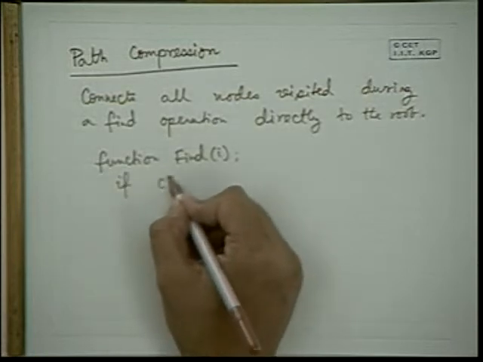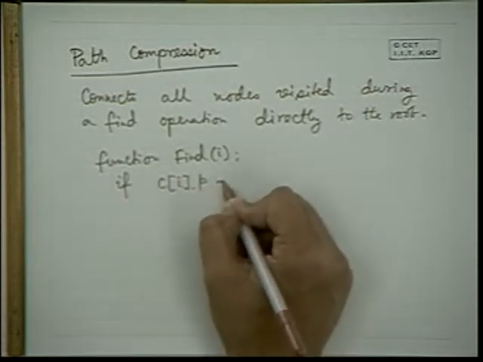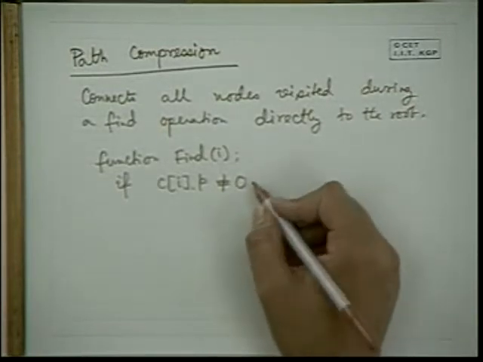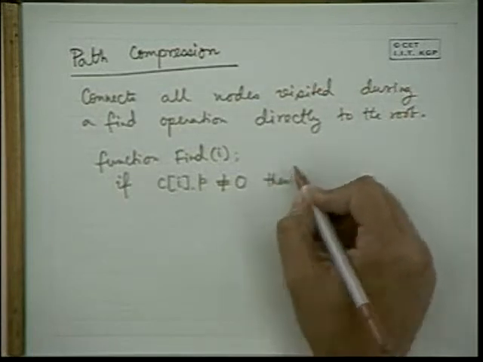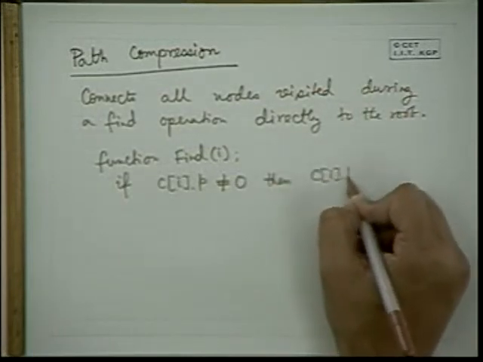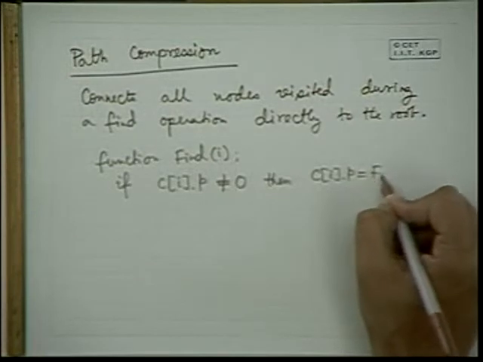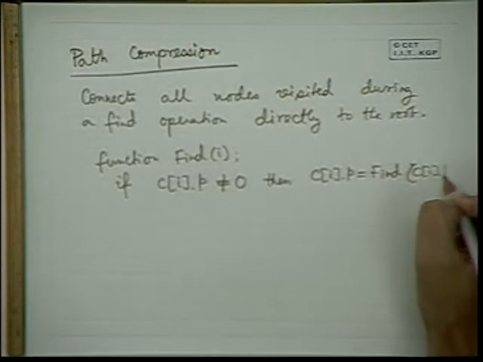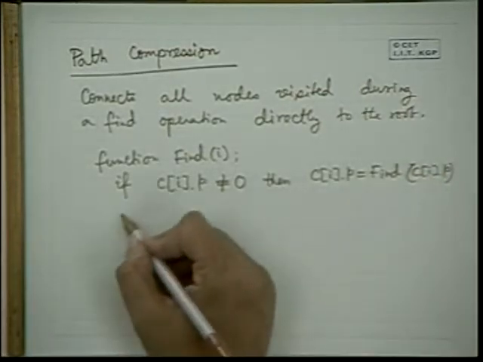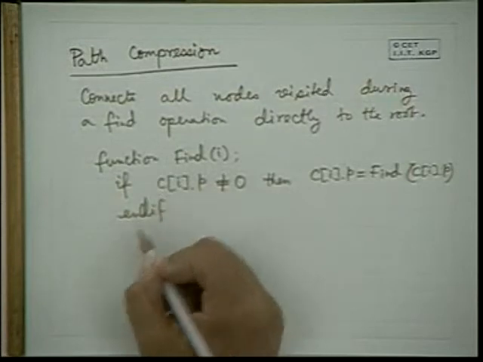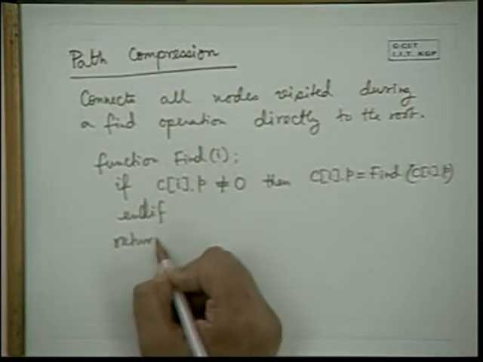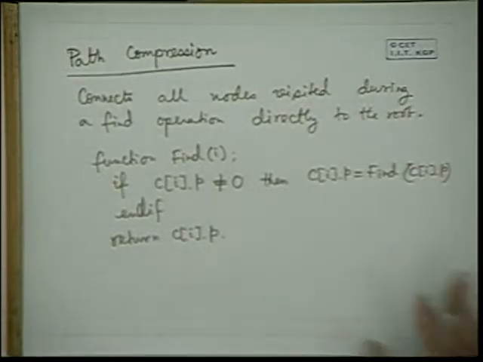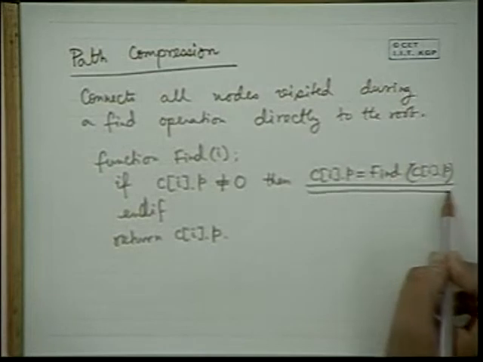If ci.p is not equal to 0, where 0 means it is not yet a root, that is, if it is not a root, then ci.p is equal to find(ci.p). It's a recursive call, and we return it here.